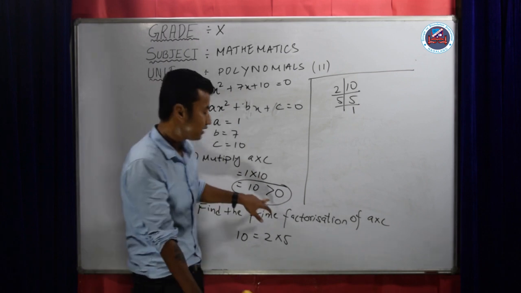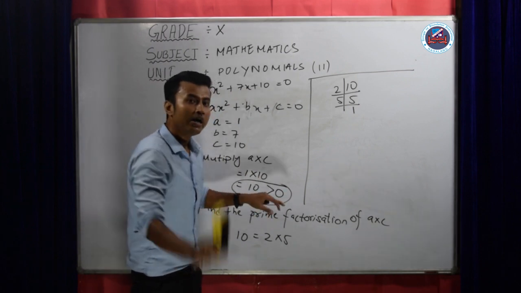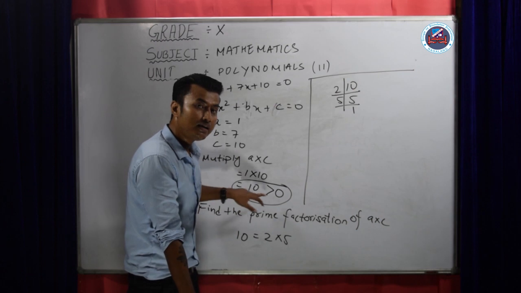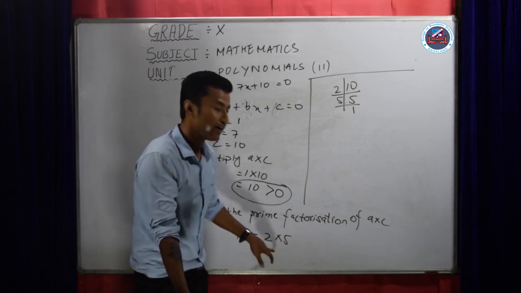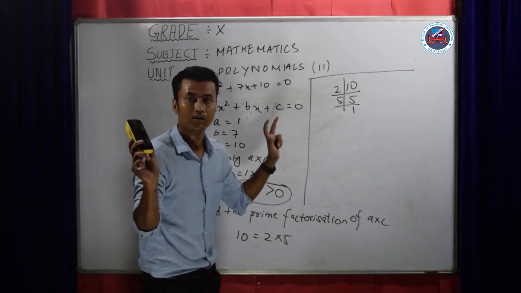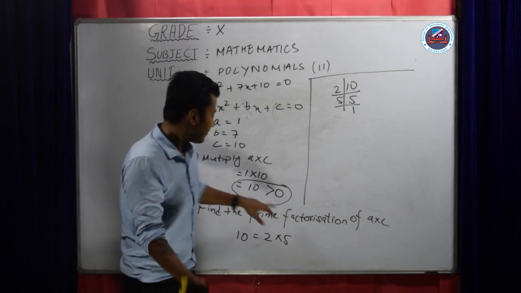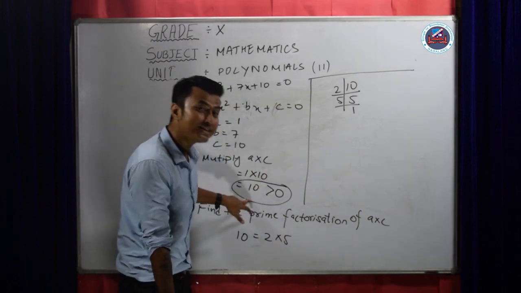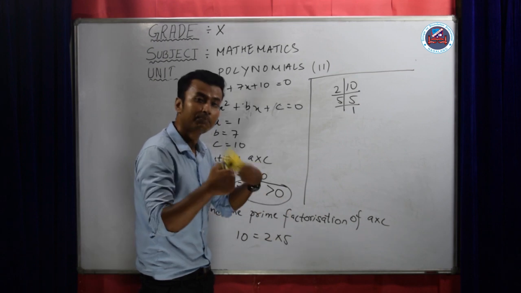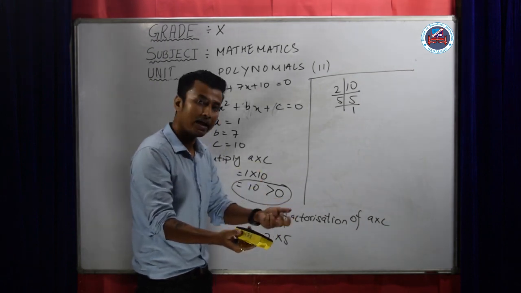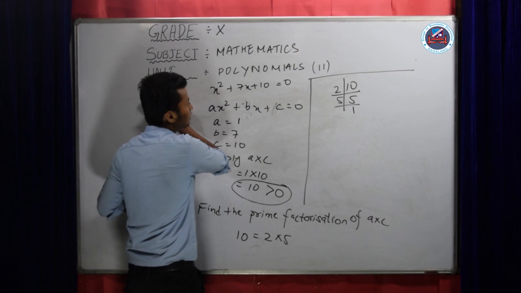Now here comes the trick, why I showed you 10 is greater than 0. If the product of AC is greater than 0, you don't have to subtract the factors. You add the factors directly. Is it clear guys? If the product of A into C was less than 0, then you have to subtract the factors. Okay guys? Now I'll just rub this off.